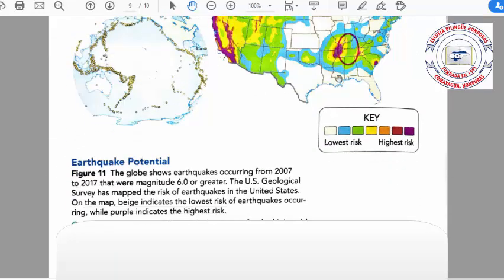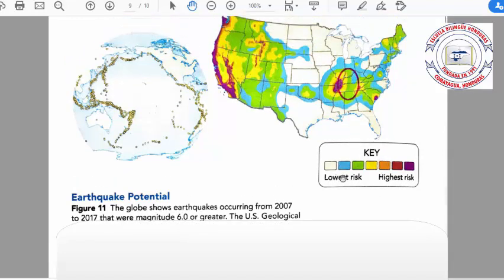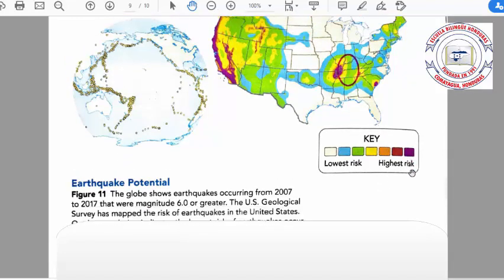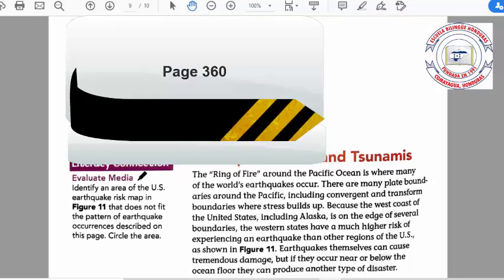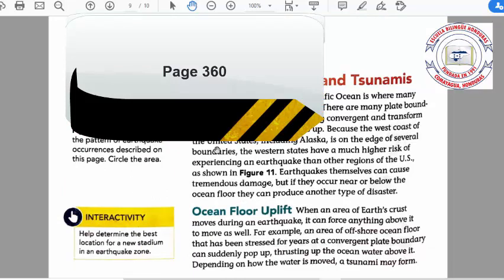Okay, you have the earthquake potential around the world, guys. The lowest risk is color white and the highest risk is color purple. Okay, you have another question, cause and effect. What do you think accounts for the higher risk of earthquake in Los Angeles than Chicago? Complete that question over here, guys.